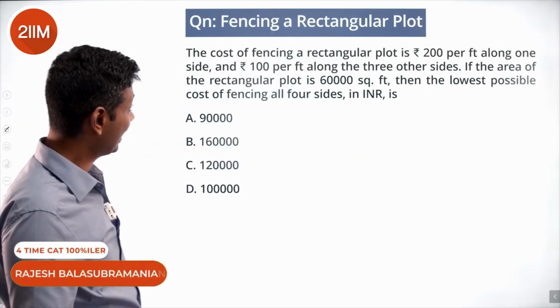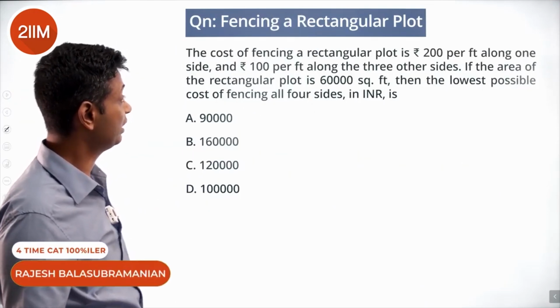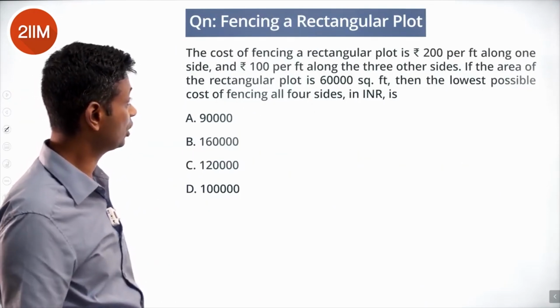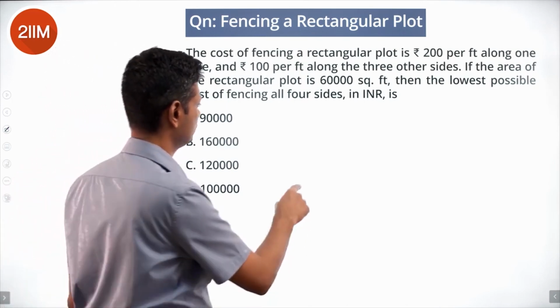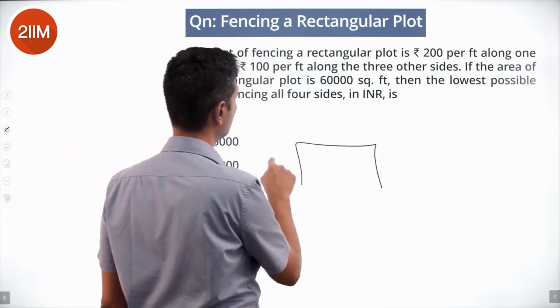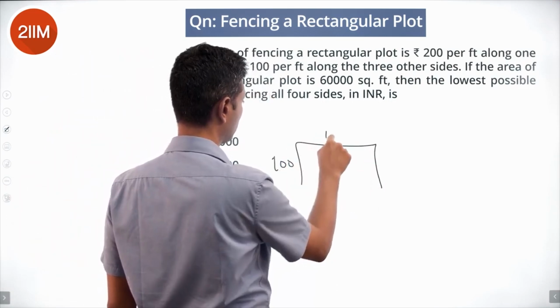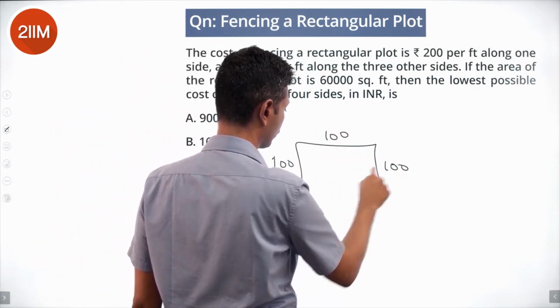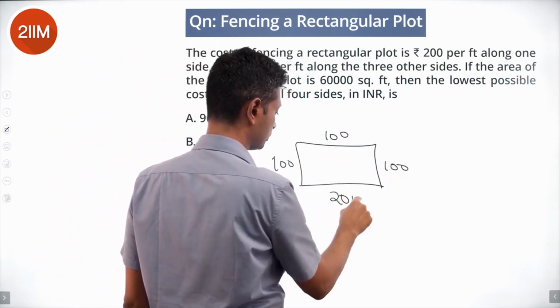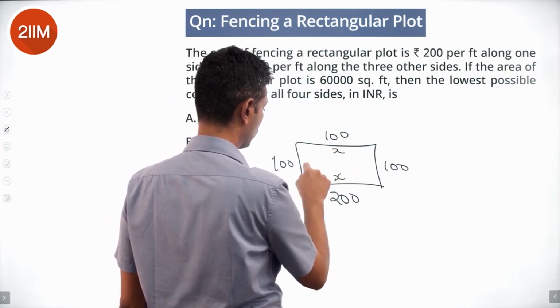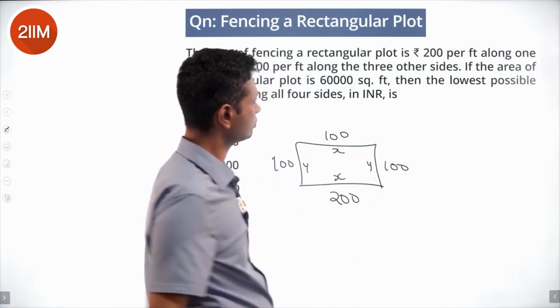The cost of fencing a rectangular plot is 200 per foot along one side and 100 per foot along the other three sides. Let's say this is 100 per foot, 100 per foot, 100 per foot, 200 per foot. Let's say the sides are X, X, Y, Y.